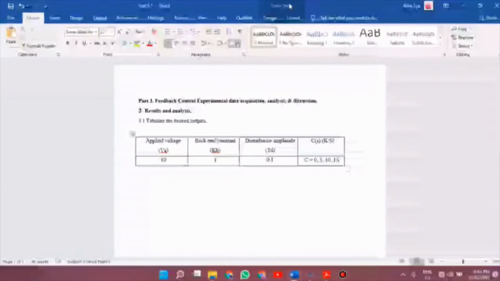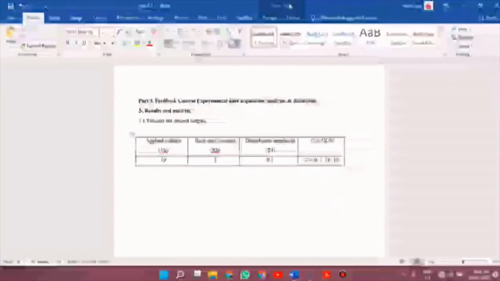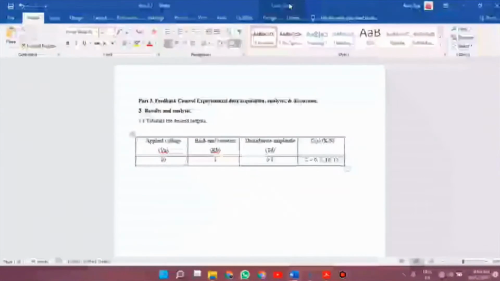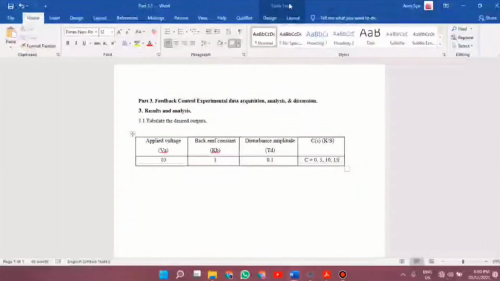Assalamualaikum Doktor. My name is Ilya Aimee Shakira binti Zakaria. Metric number C200007. For 3.1, tabulate the desired output for feedback control experimental data. For applied voltage VA is 10, back EMF constant KB is 1, disturbance amplitude TD is 0.1, and K over S, where C is equal to 0, 5, 10, and 15. Thank you.